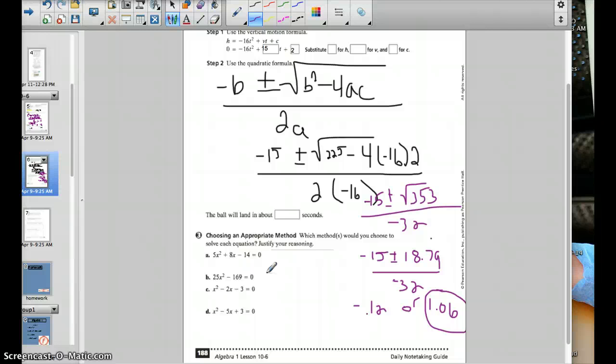In C, factoring is obviously the most efficient here. x minus 3 times x plus 1, solve for x. D is not factorable, so in this case I would definitely recommend either the quadratic formula or completing the square. Again, there's no right or wrong answer, but just by looking at the equations, you can determine which would be the most efficient method.